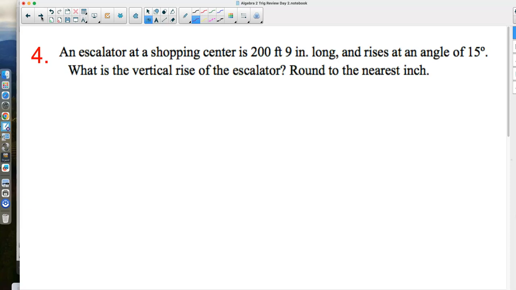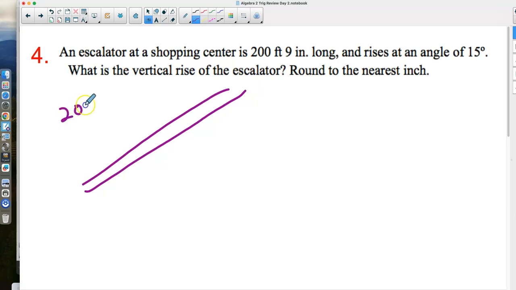This is more like what we're going to see on the MCAs and the ACTs. They give what we did on the last page. So we have an escalator. Escalators look something like that at a shopping center. And it is 200 feet, 9 inches long, which is a problem because we have to have a symbol. But we should read the whole problem through to see what label we want to use here.